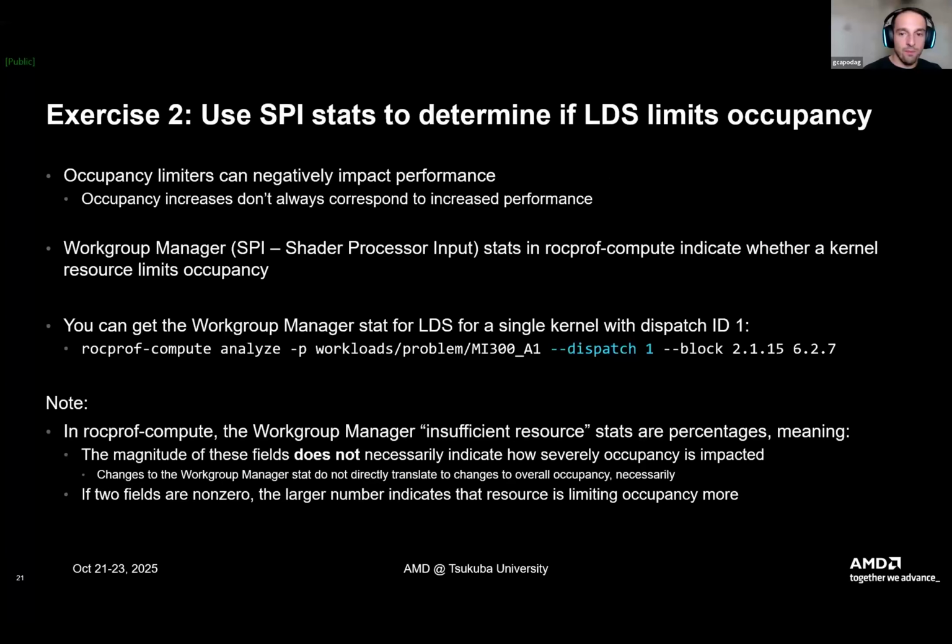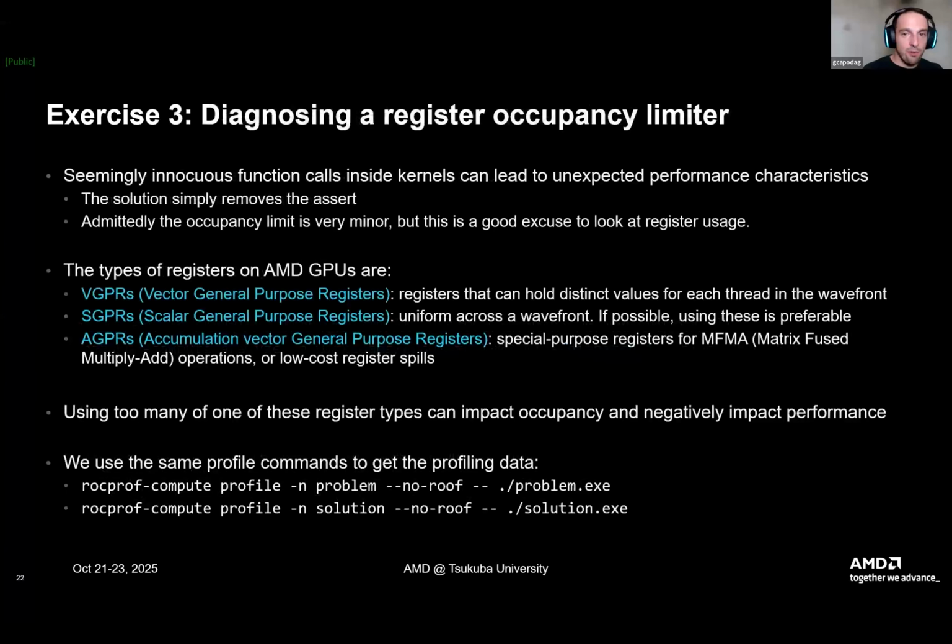Okay, so the other example that we wanted to look into is how to diagnose a register occupancy limit. So in the code that I'm not showing here, there's basically an assert to check that something is 0. And it's also at times surprising how just a simple function call can create rather big issues in terms of performance. So the solution just removes that assert and compares the performance.